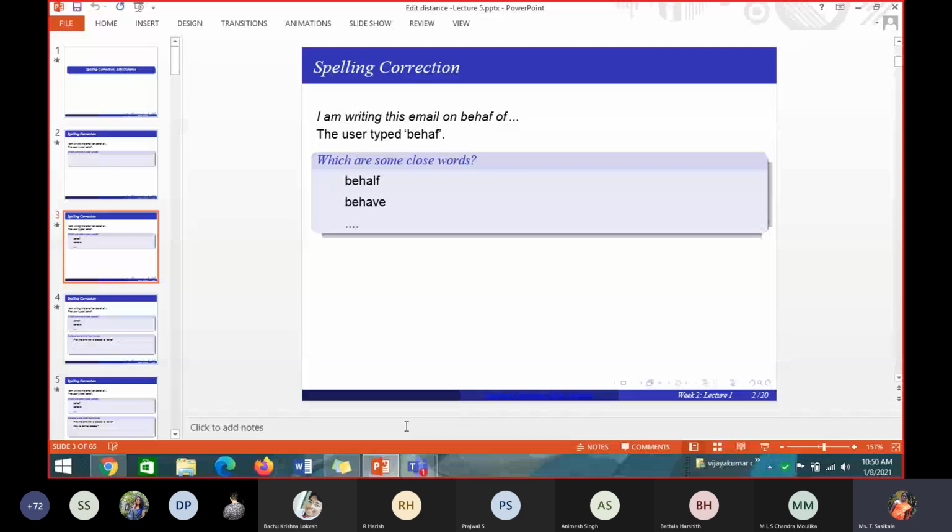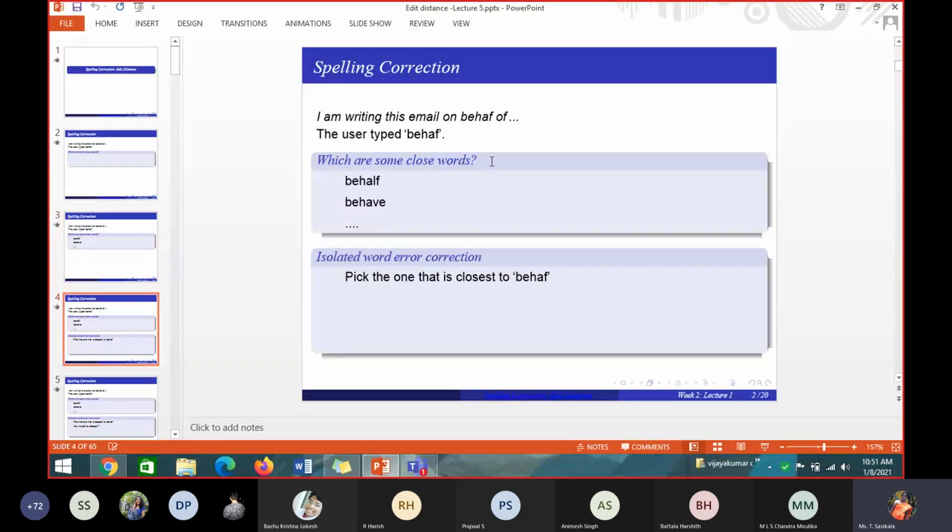Whichever word has the closest distance, that is the equivalent word for behalf. So you have to identify some close words for the typed word. Whatever word the user has typed, you have to find the words closest to it, find the distance measure, and find out which is the correct word. Among these close words, you pick the one that is closest. So I will find the distance between BEHAF and BEHALF, and similarly BEHAF and BEHAVE, and whichever has the closest distance will be the equivalent word.